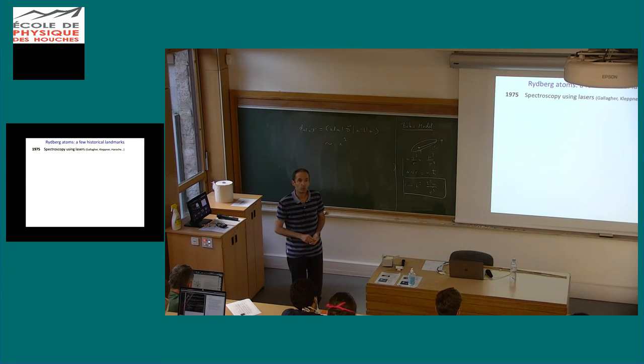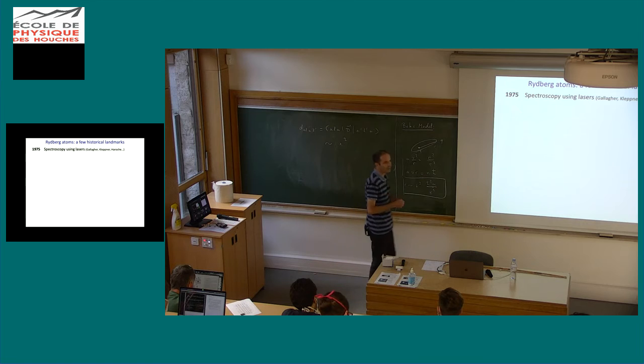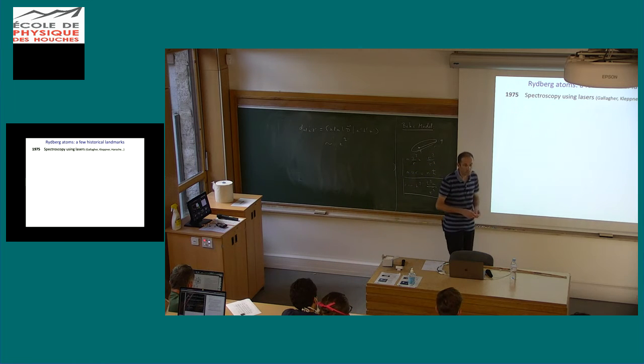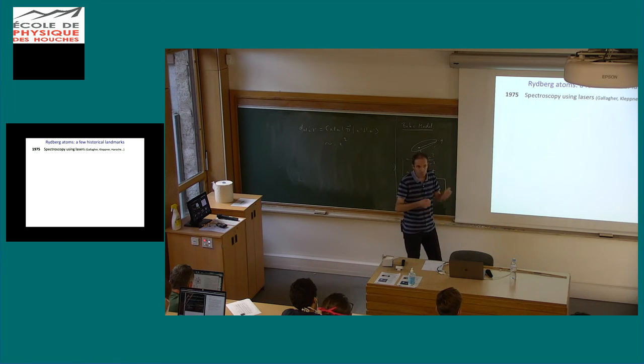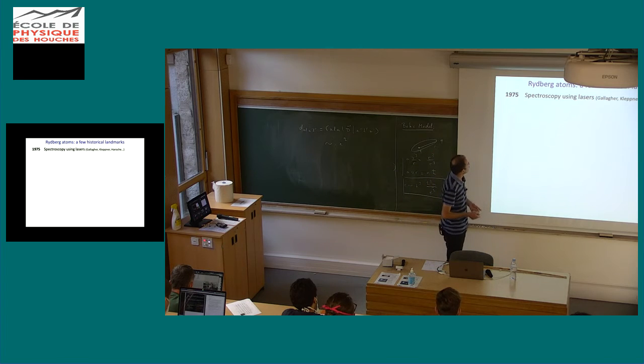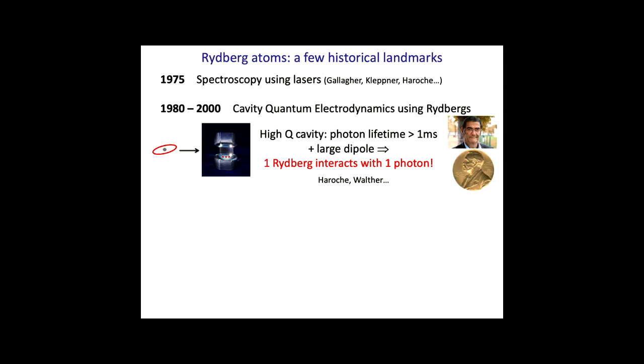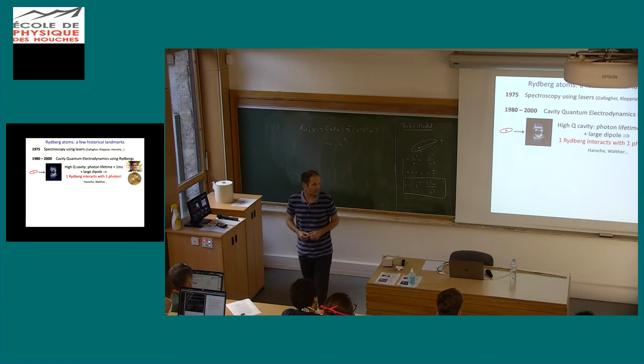Rydberg atoms were introduced in the late 19th century, and as soon as people had lasers, they started to do precision spectroscopy with them, essentially to test some fundamental constants. And there was a very important work that you probably all know, which was the work done on cavity quantum electrodynamics using Rydberg atoms. So what is it about?